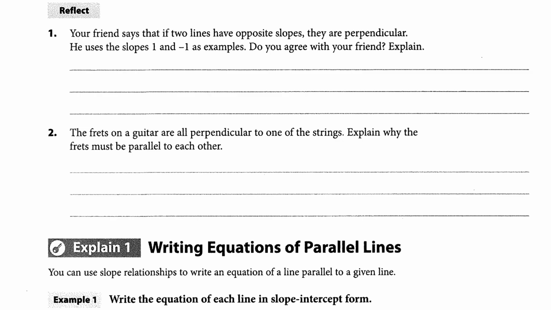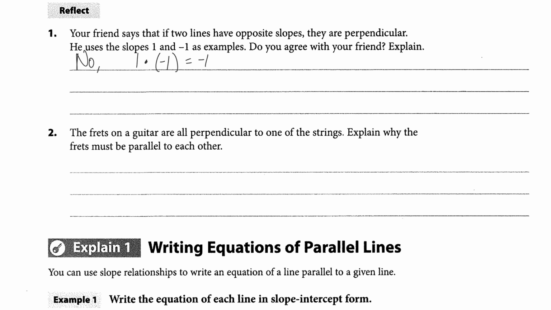Your friend says that if two lines have opposite slopes, they are perpendicular. He uses the slopes 1 and -1 as examples. Do you agree with your friend? Explain. No. Although the slopes 1 and -1 are perpendicular, it's a special case.